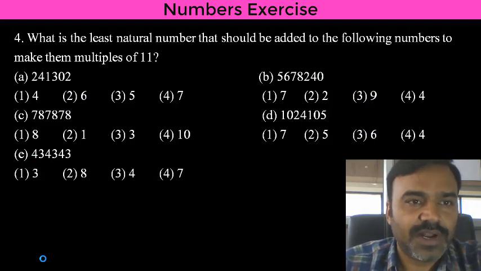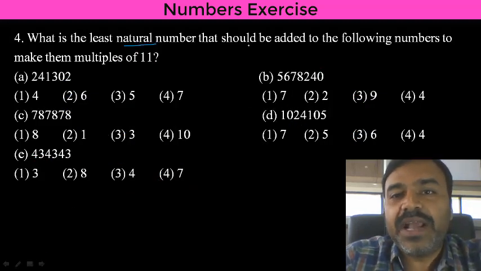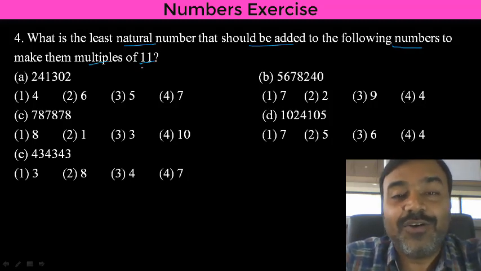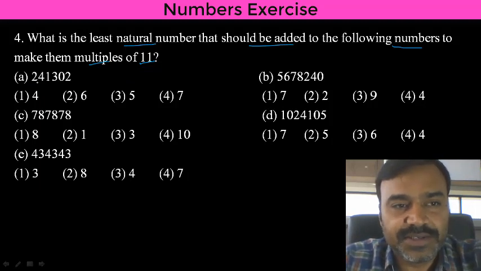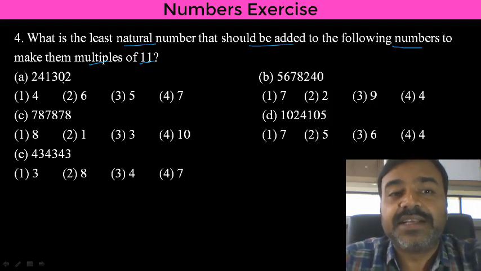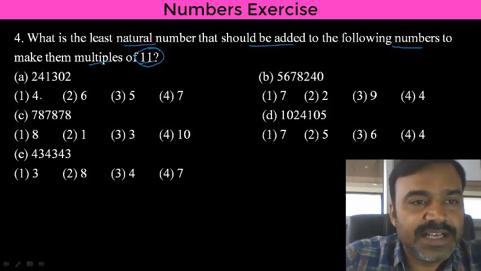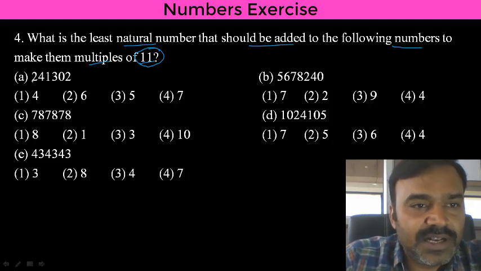Okay, let's take up the next one now. Now this says, what is the least natural number that should be added to the following numbers to make them multiples of 11? Now 11 rule is add the odd place digits and the even place digits, and take the difference. If the difference is divisible by 11, the number will be divisible by 11. So for 11 what we should do is, let's look at this.